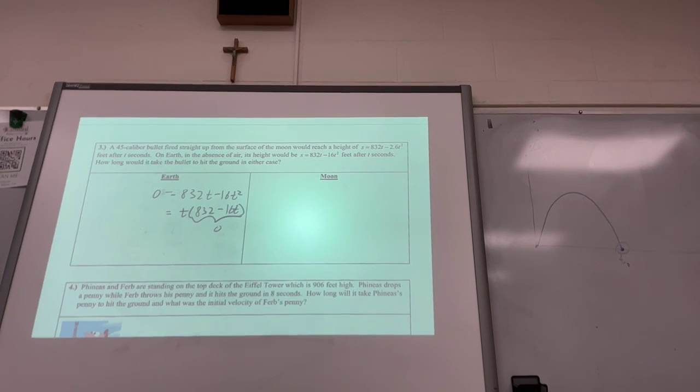Wait, so what do you do from here? You're just finding the zeros of it. So you remember how to find the zeros of a parabola. You set each of your factors equal to 0. You don't want the trivial 0, you want the non-trivial 0. Okay. Thank you.